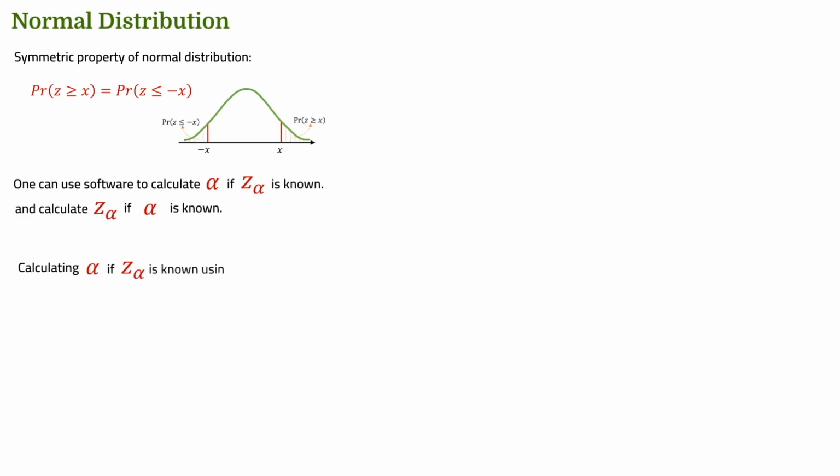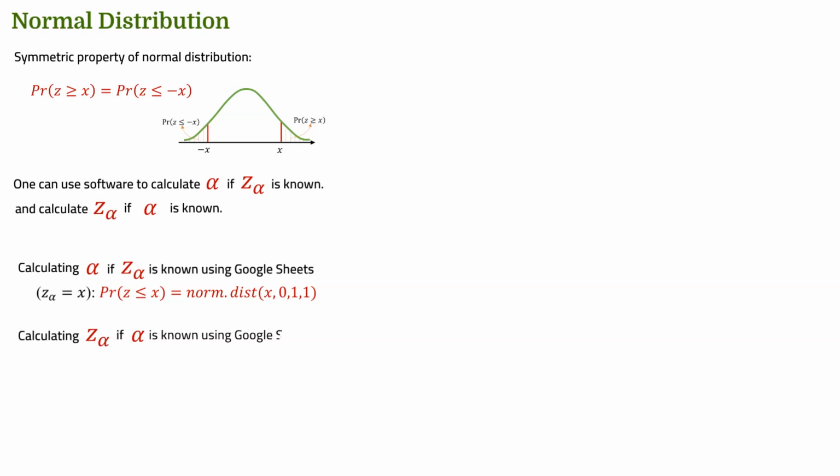Calculating alpha if Z alpha is known using Google Sheets. So assume Z alpha is X, the probability of Z less than or equal to X can be calculated using the function norm.dist, and inside parentheses you put X, comma, 0, comma, 1, comma, 1. Only X is changing. Calculating Z alpha, if alpha is known, using Google Sheets, is the function norm.inv. And you put alpha, comma, 0, comma, 1 inside parentheses.